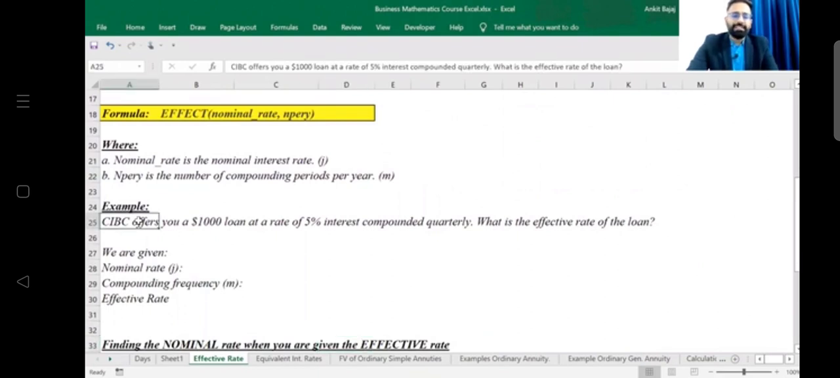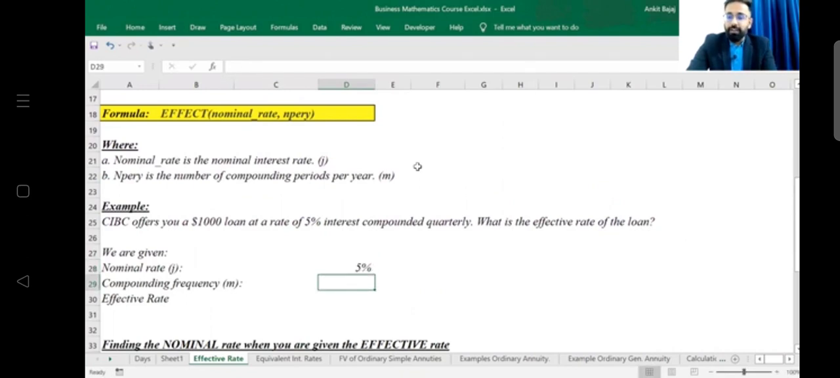Here is one case: CIBC offers you a $1,000 loan at a rate of 5% interest that is compounded quarterly. What will be the effective loan rate? The nominal rate is given as 5%, and the option given is compounded quarterly. Quarterly means that every quarter there will be a compounding effect. So how many quarters will there be in a year? There will be 4 quarters in a year.